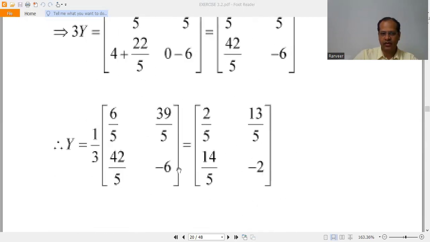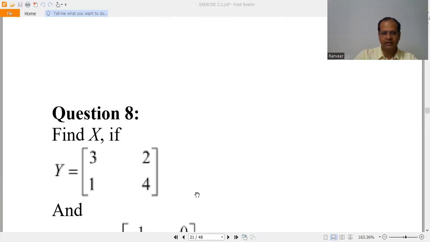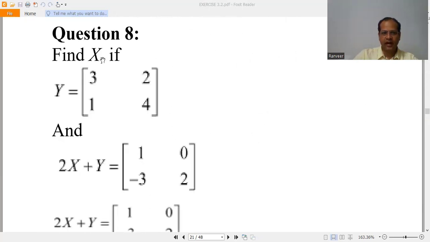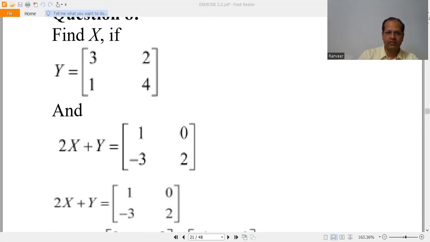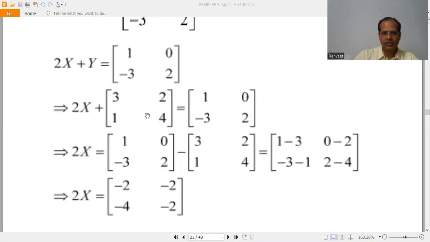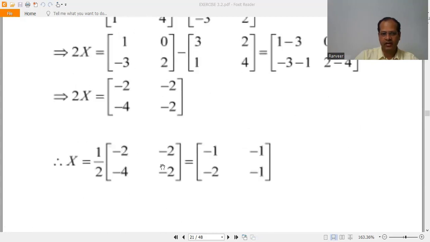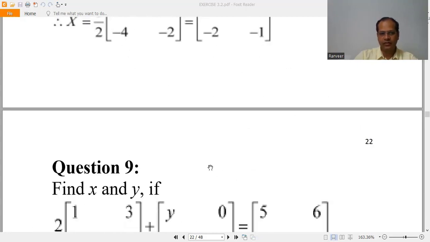3y equal to this value and y equal to this value. Find x if y equal to, this is the same question as earlier, 2x, and we have to substitute the value of y here, take the right hand side and calculate the value of 2x. Just substitute, take the value on the right hand side, and this is 2x equal to 3, x equal to this value.